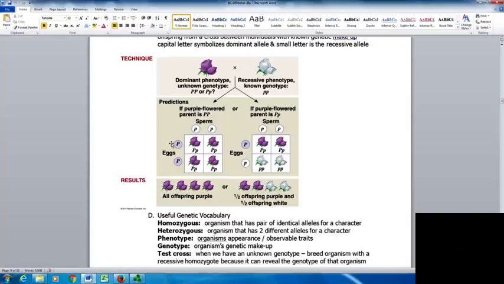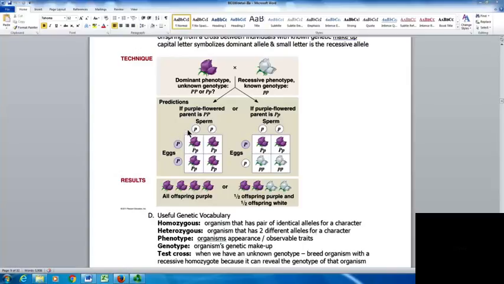In this example here, we're going to do a test cross. We have an unknown genotype, and we're going to cross that with the recessive homozygote. This will allow us to see the genotype of the organism. So here we have purple flowers. They can be purple with two big P's or with a big P and a small p. We'll cross it with the white flowers that have to be two small p's.